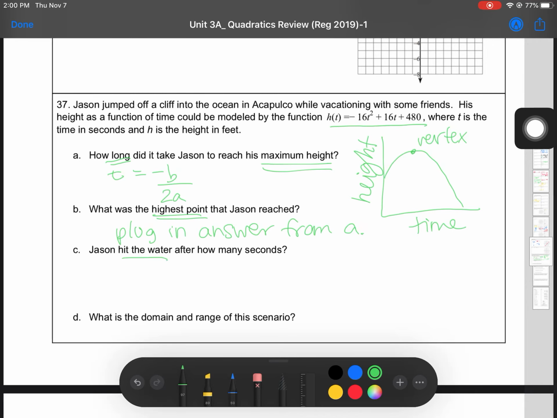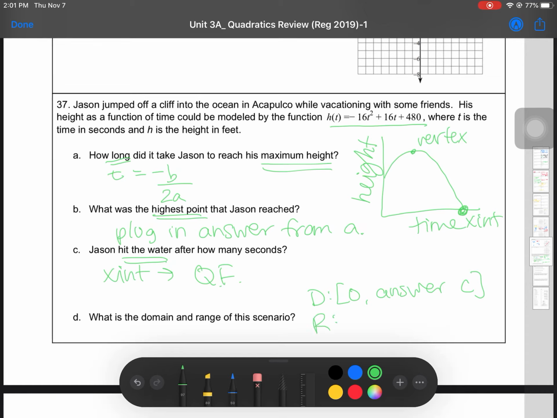When I want to know when he hit the water, that means you want to find an x-intercept. So you are most likely with these using the quadratic formula. So the way you find where he hit the ground here, or the water in this case, is by using the quadratic formula. Okay, for your domain and range, he started at time equals 0, and he stopped at whatever the answer for your x-intercept was. So the answer to C in this case.